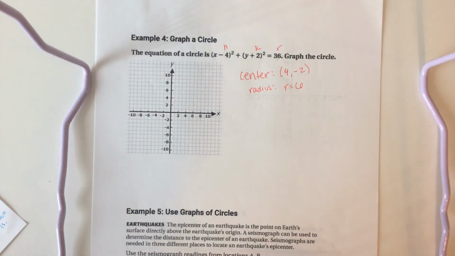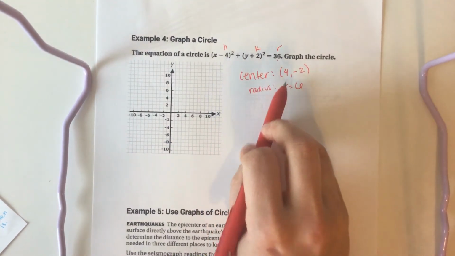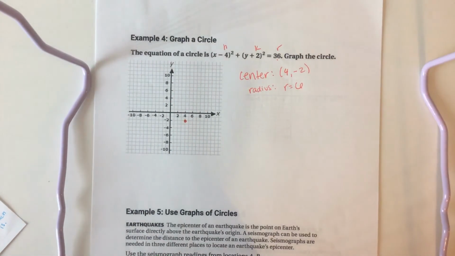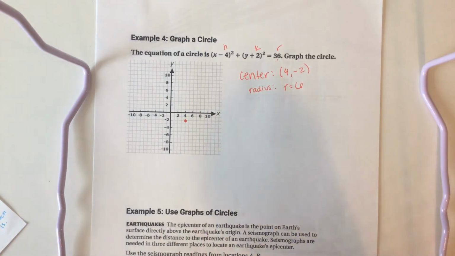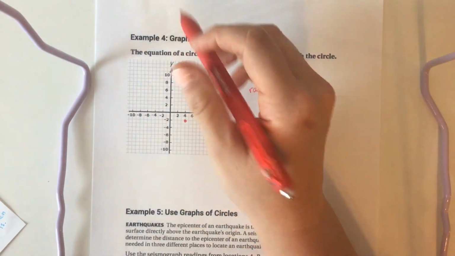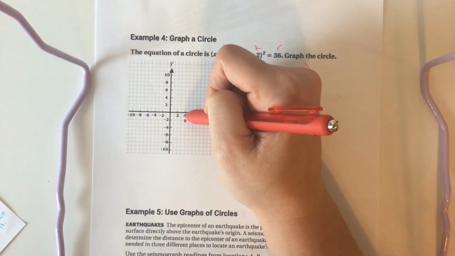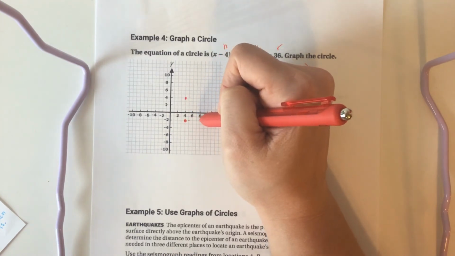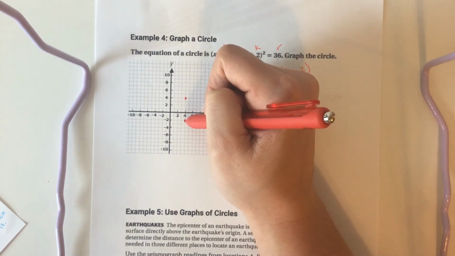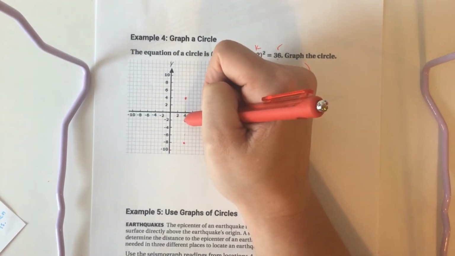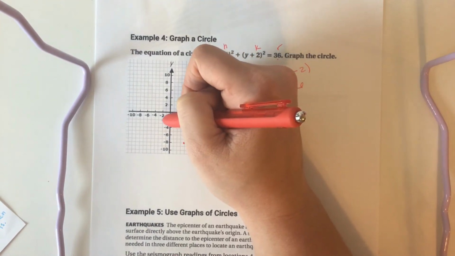So now we're just going to start graphing it. The first thing I want to do is graph my center. 4, -2. There's the center of my circle. And my radius is 6, so I know I'm going to go 6 in each direction. The easiest thing to do is to go up, down, right, left, the four that are easiest to count. So I'm going to go up 6, 1, 2, 3, 4, 5, 6, right 6, 1, 2, 3, 4, 5, 6, down 6, 1, 2, 3, 4, 5, 6, and left 6, 1, 2, 3, 4, 5, 6.